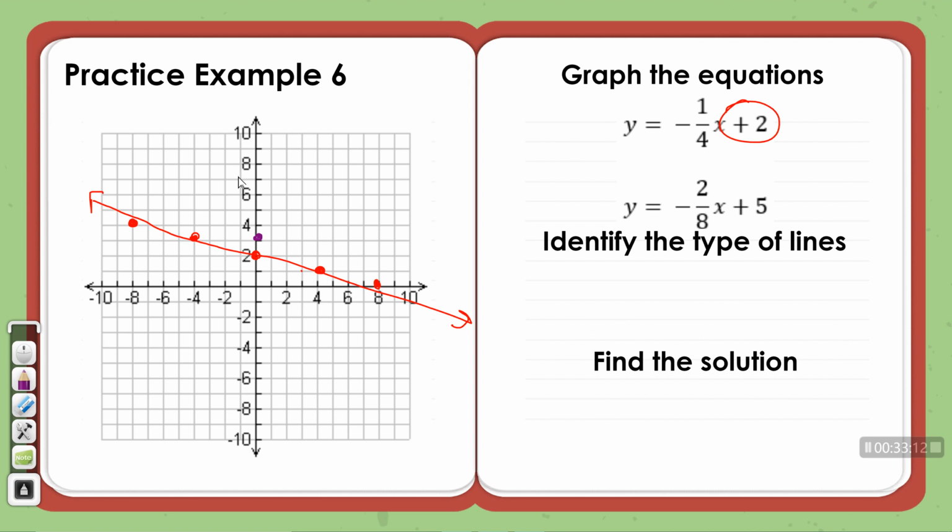Oh, I did start at 3. Sorry. I need to start at 5. Gosh, sorry. Ignore this point. I need to start up here. Down 2, right 8. Is this right? Way out here? All right, and this is going to be up 2, left 8.